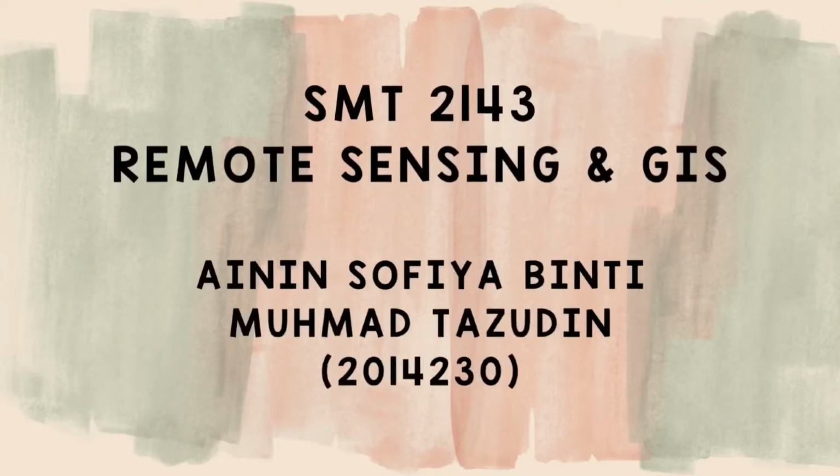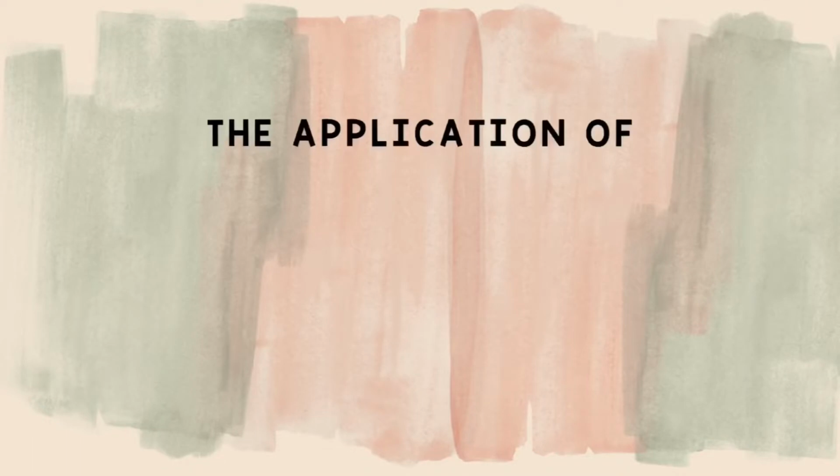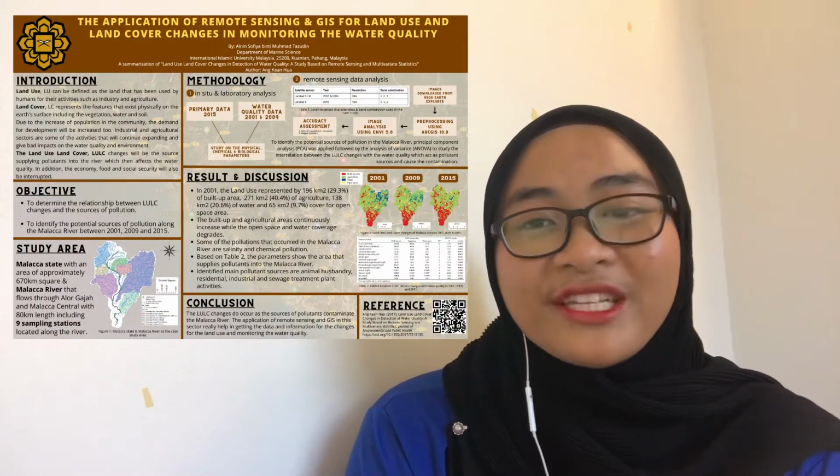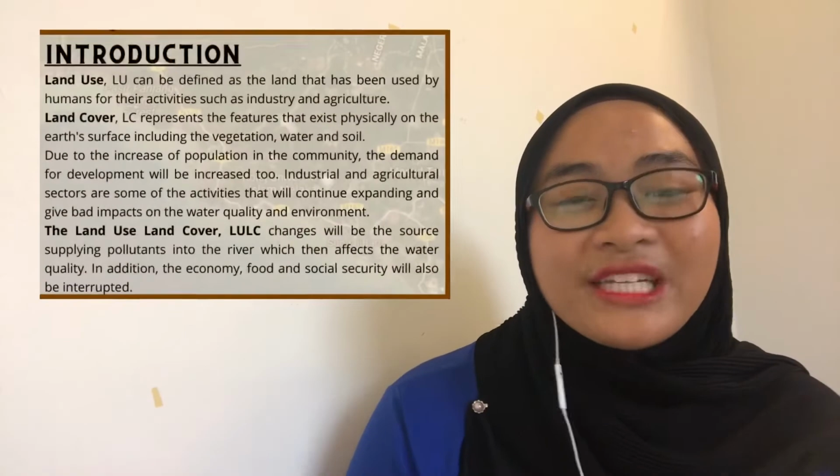My metric number is 2014230 and I'm from class SMT 2143 Remote Sensing and GIS. So today, I'll be presenting the summarization on the application of remote sensing and GIS, Geographic Information System, for land use and land cover changes in monitoring the water quality. So let's start with the introduction.